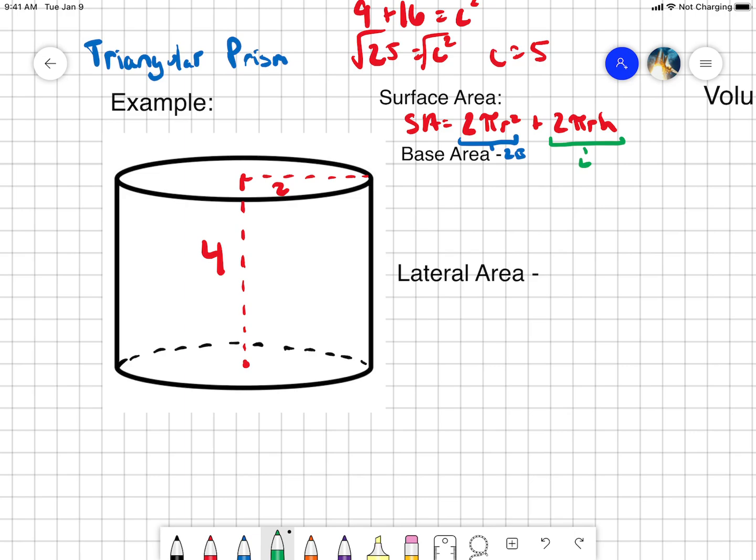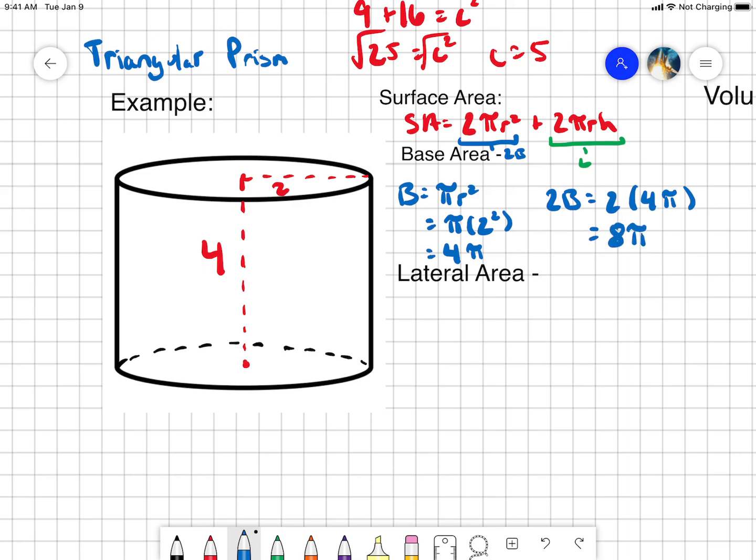Okay? So my base area is equal to pi r squared. Well, r in this case is 2. So this is pi times 2 squared. And 2 squared is 4, so this is just simply 4 pi. So then 2b would be equal to 2 times 4 pi, which would be 8 pi. Okay.